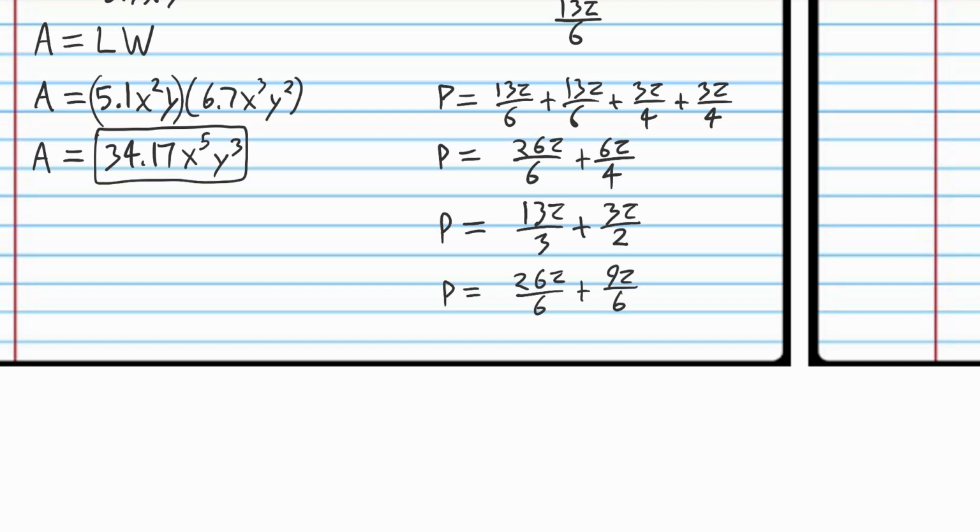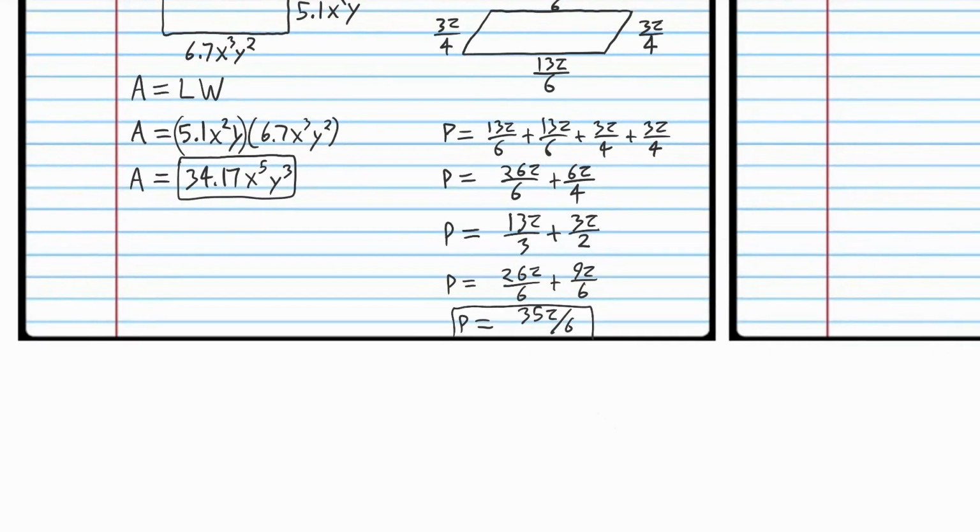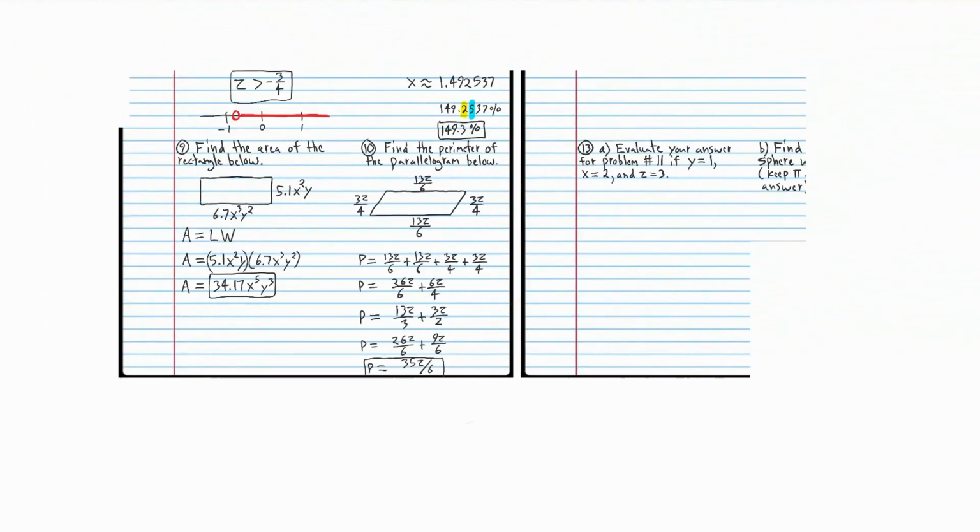So now we can add those up, and the final answer is going to be, let's see, 26z plus 9z is 35z. And then we just write over 6. So if you got that answer, good job. We cannot reduce that.